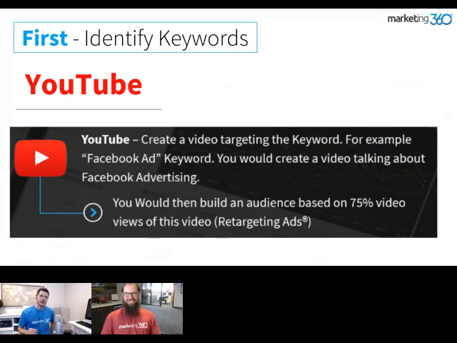So YouTube here, create a video targeting the keyword. And for this example, we're going to talk about the Facebook ad keyword, right? You'd create a video talking about Facebook advertising, and then you would want to add a layer on to this multi-channel marketing, right? So the first layer in would be building out an audience based on 75% video views of this video into a retargeting ads perspective. Now, can you walk through that real quick for our consumers?